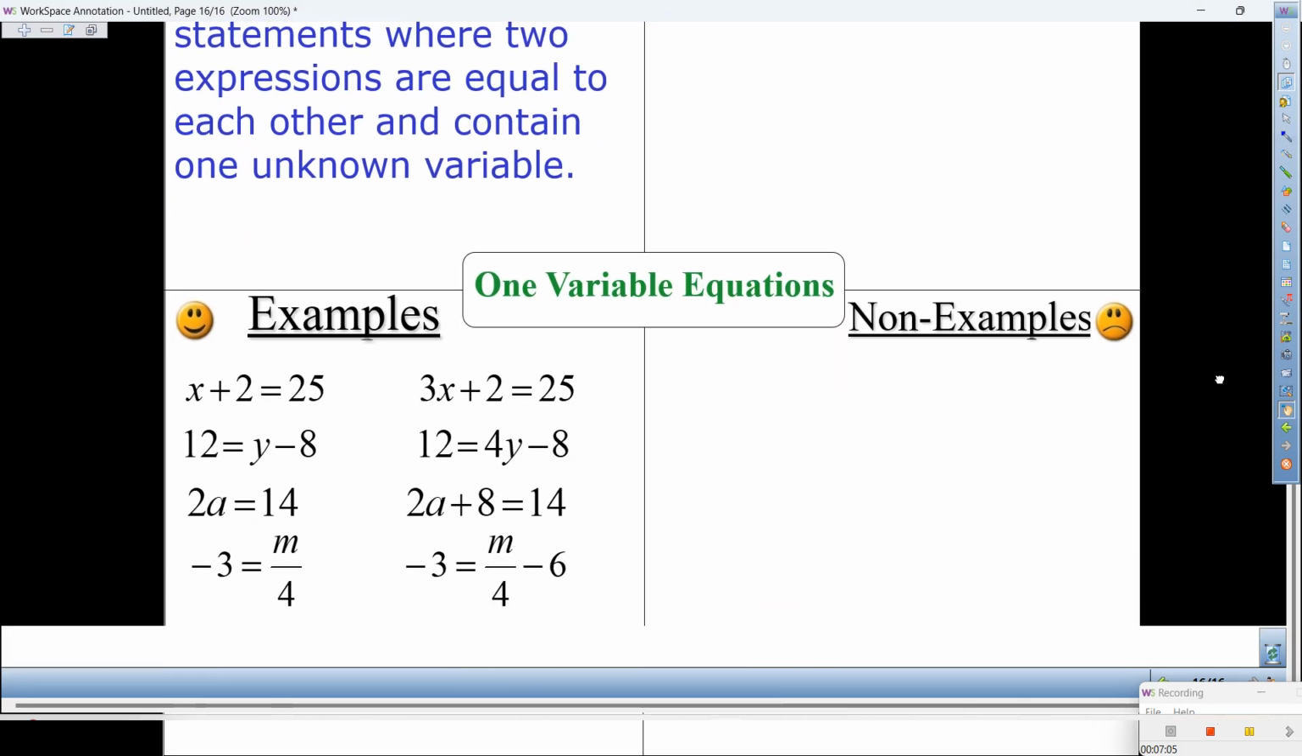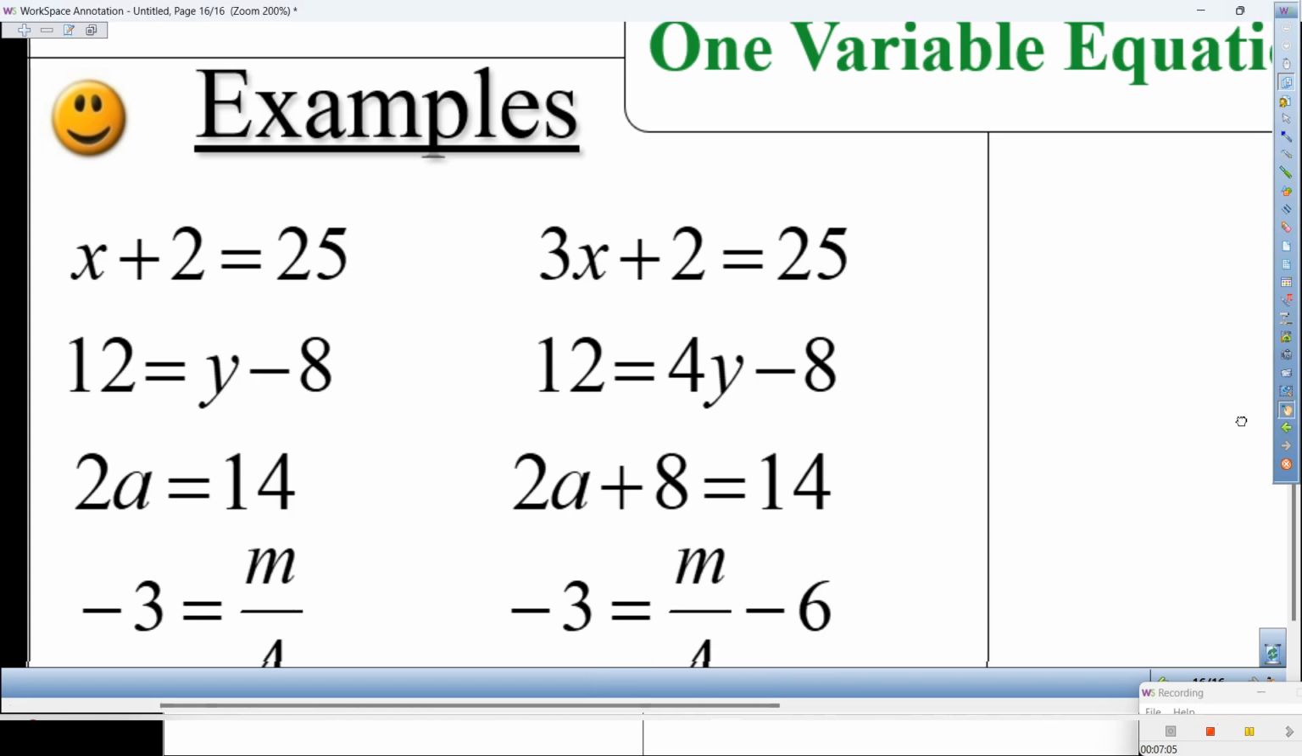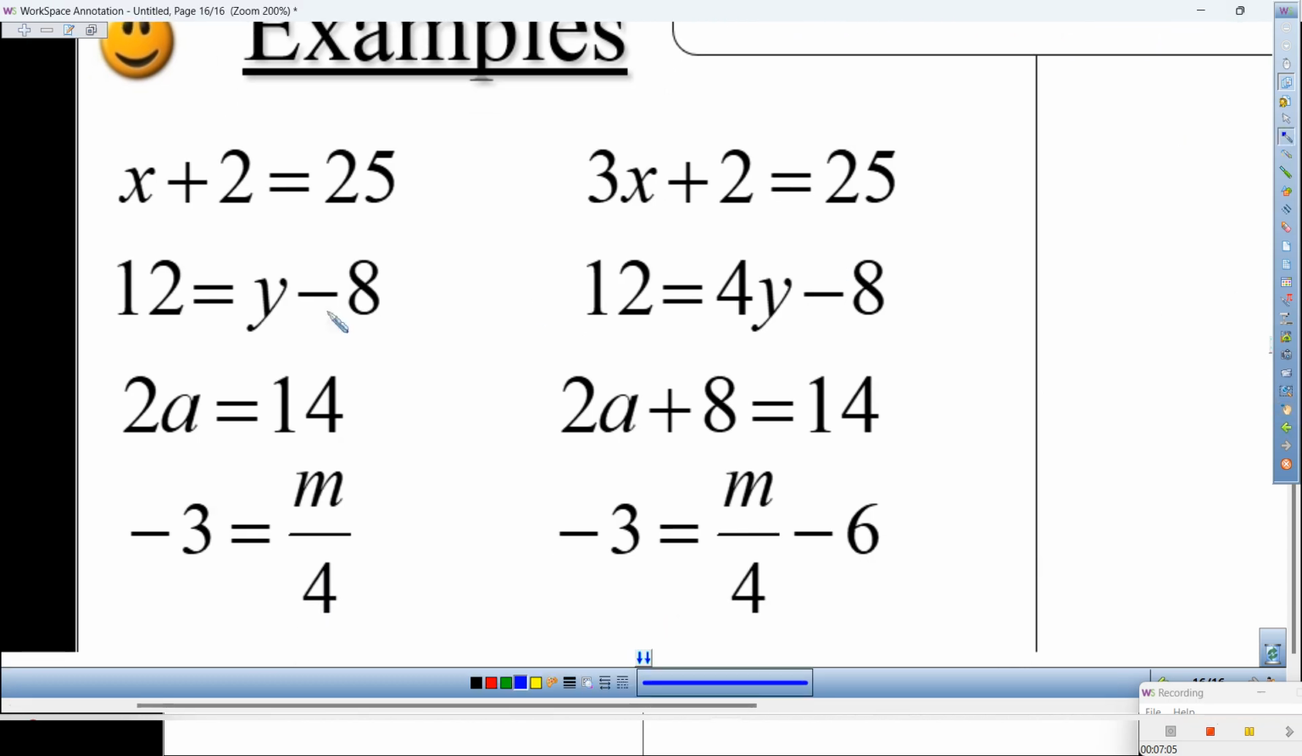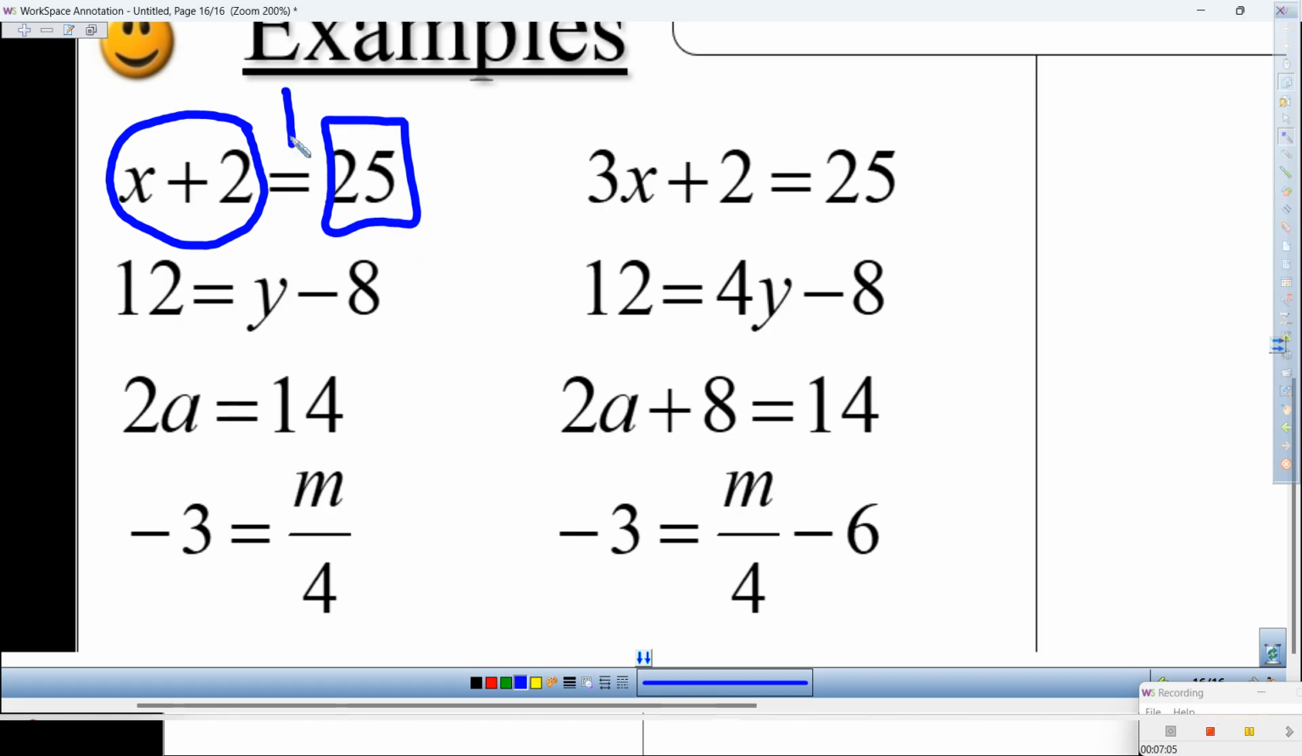Let me go to the examples. Let me zoom in. Here we go. If you look at x plus 2 by itself, that is an expression. The 25 is also an expression, and what do they have in common? That they are equal to one another. What else do you notice on this equation? That it has only one unknown variable. Same thing with this, this, this, and this. Pretty straightforward? Yes. Once again, I'm just trying to review.